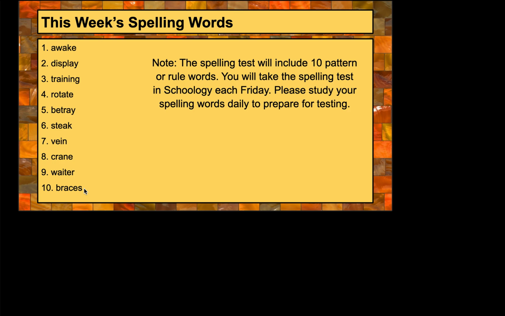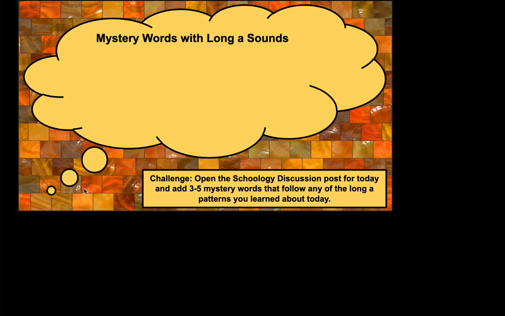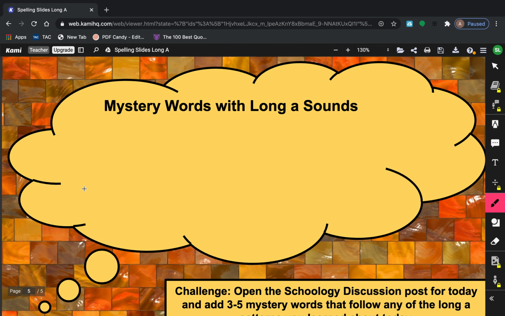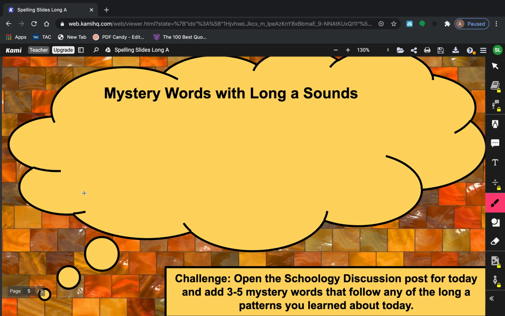So, the next step is to think of some mystery words to add to our list of words. So, I am going to add a couple of mystery words. And when I'm done, you guys are going to go into Schoology, open the discussion post for the mystery word spelling practice, and add 3 to 5 words that follow the long A sound to the discussion post.